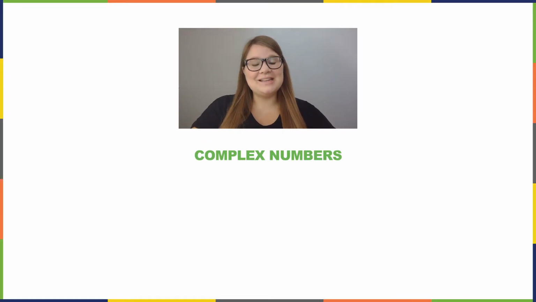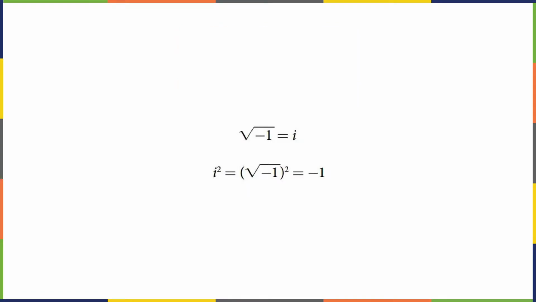Welcome to class. In this video, we're going to discuss complex numbers. So let's talk, first of all, about something called an imaginary number. An imaginary number is represented by the letter i, and it is equal to the square root of -1.